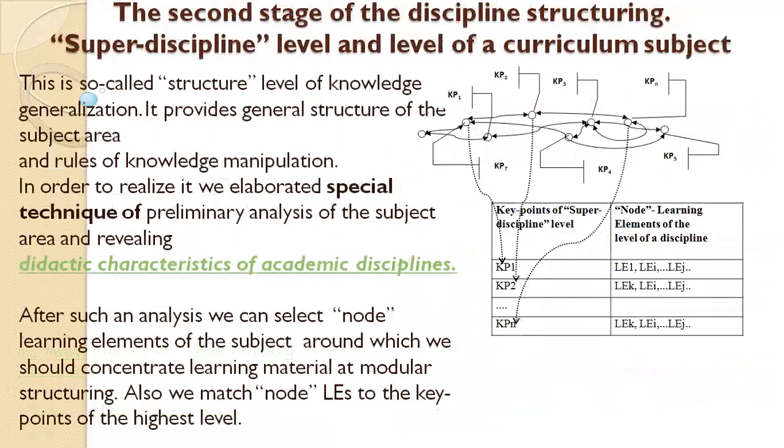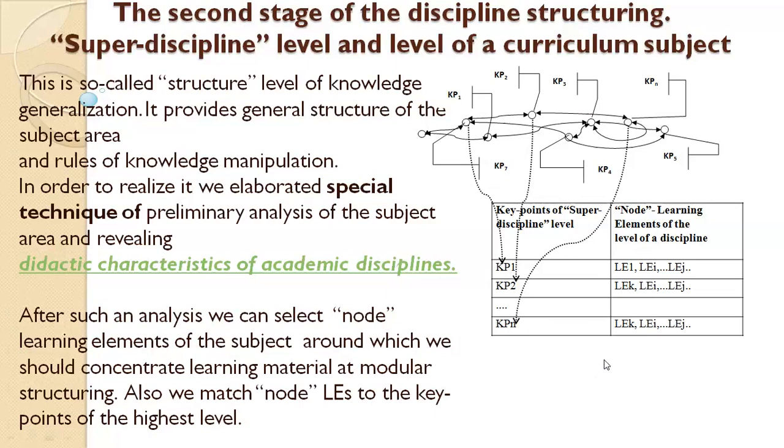On the next stage, which is the so-called structure level of knowledge generalization, the general structure of the subject area and the rules of knowledge manipulation are provided. In order to realize them, we elaborated a special technique of preliminary analysis of the subject area and revealed so-called didactic characteristics of academic disciplines. After such an analysis, we could select node learning elements of the subject, and we grouped them around their key points of the super discipline level.